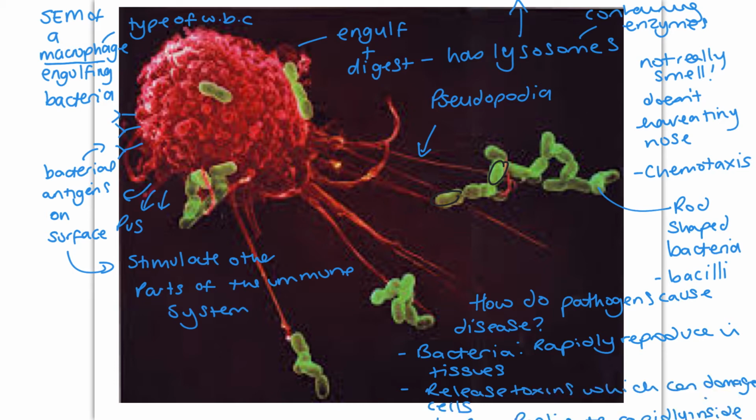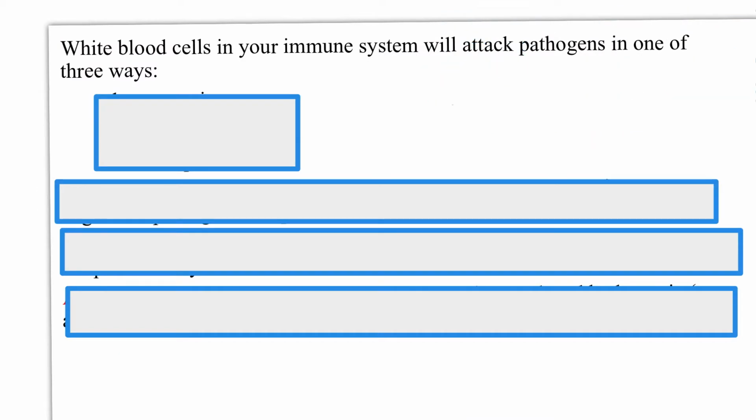Viruses replicate rapidly inside your cells, and they kill or damage the cells in the process of replicating. So you already know that the cells of your immune system are called white blood cells. White blood cells are produced in your bone marrow, and they can travel around your body in both your bloodstream, your tissue fluid, and your lymphatic system.